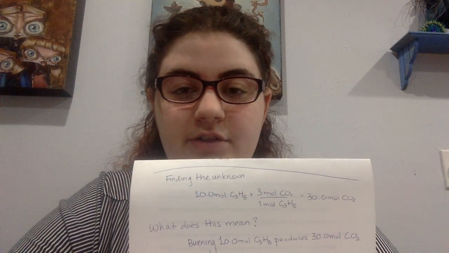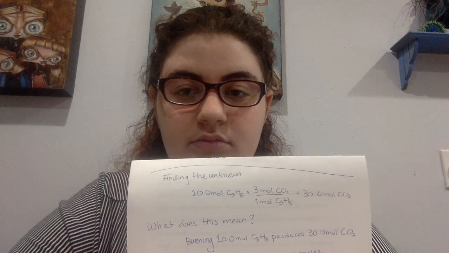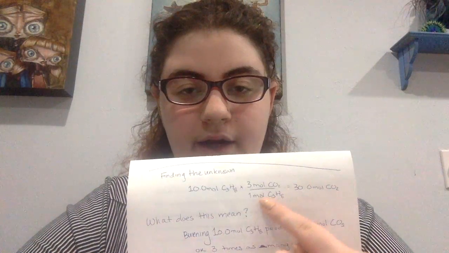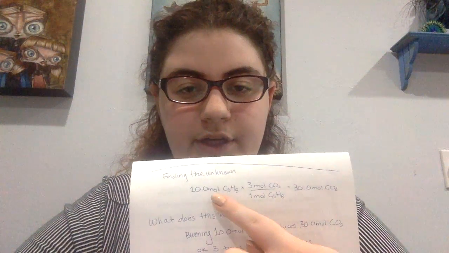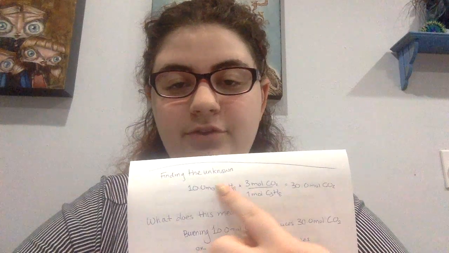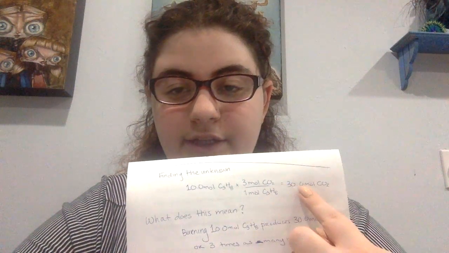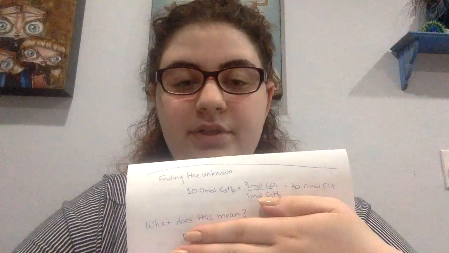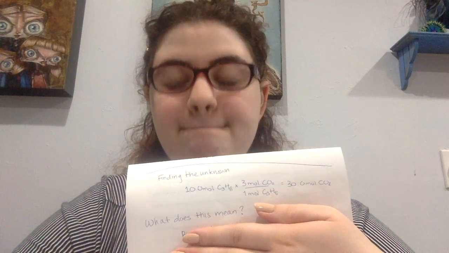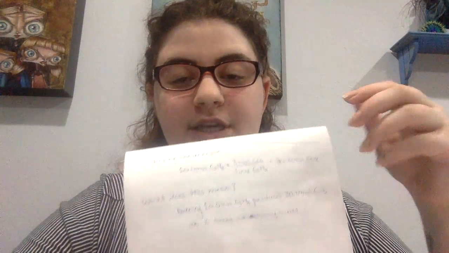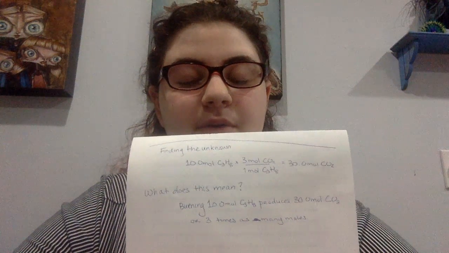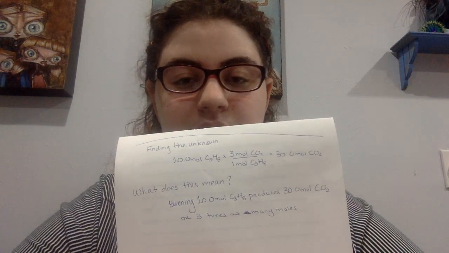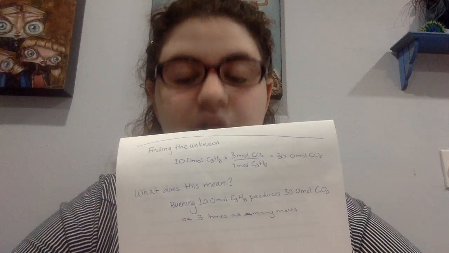So we're going to use the conversion factor to find out how many moles of CO2. So we see that the bottom here and this one here cancel out. So we only have to worry about carbon dioxide in the answer. So 10 times 3 is 30. So can anyone tell me what this means? Yes. So we basically have 3 times as much carbon dioxide being produced as propane being used, which means burning 10 moles of propane produces 30 moles of carbon dioxide.